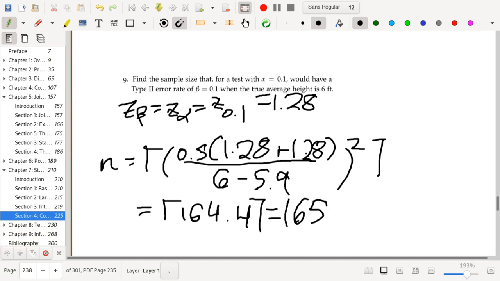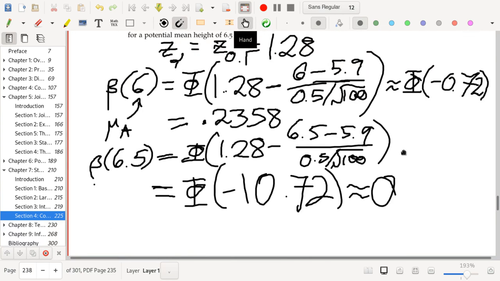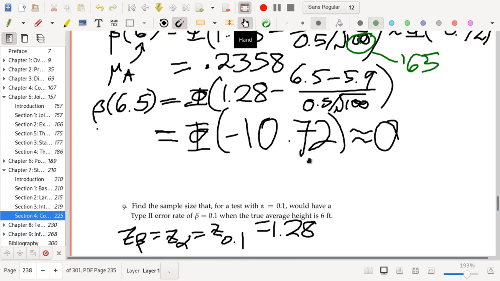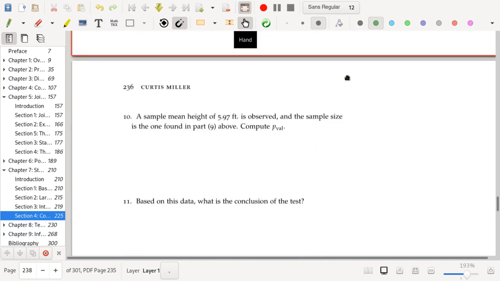So in other words, if you want to be able to detect a true mean height of 6 feet, in this context, we actually need 165 observations rather than 100 if we want our type 2 error rate to be 0.1. So maybe go ahead, take this formula, go back to the original formulation right here, but replace 100 with 165, and what you'll find is that your type 2 error rate is very close to 0.1. That might be a good exercise for you to do.